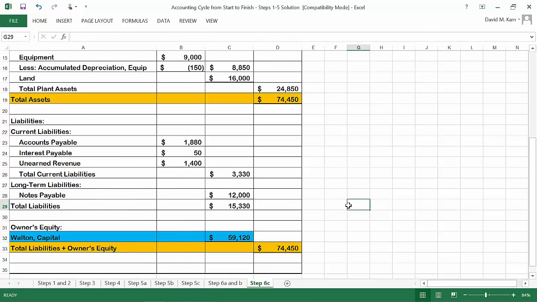Okay, so that concludes the illustration of preparing the income statement, the statement of owner's equity, and balance sheet. In the next lecture video, we will talk about step 7 of the accounting cycle, which is the closing process.